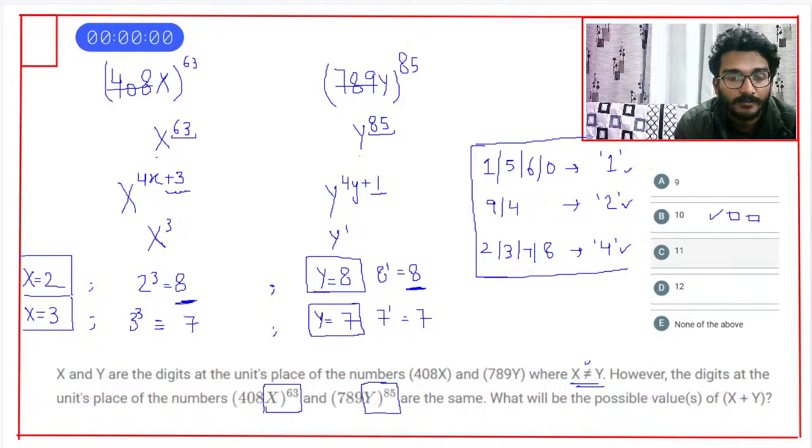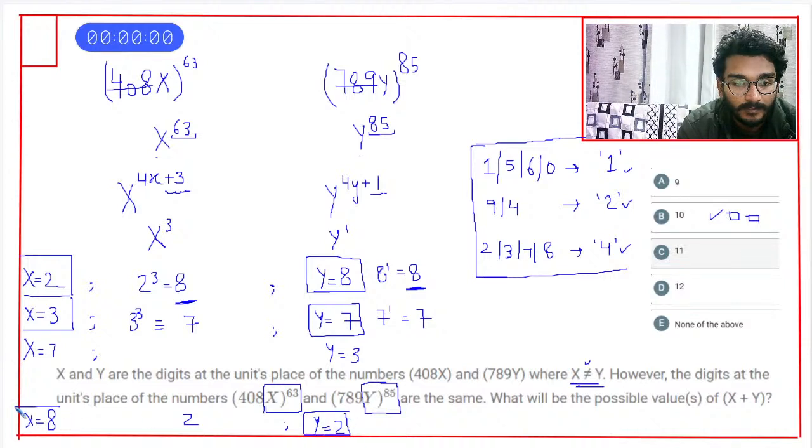3 and 7 is there, 2 and 8 is there. Then if you check 7, 7 to the power 3 gives 3, and then you can take x equal to 7 and y equal to 3, which is also possible. And I can say x equal to 8, 8 cube is 512, and then y equals 2. This is also possible. So all these 4 possibilities are there. This will give you 10 as the final answer.